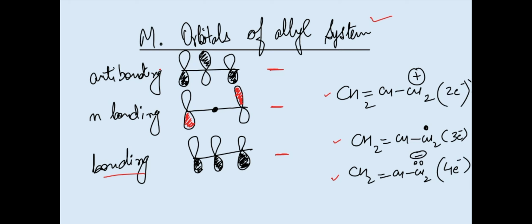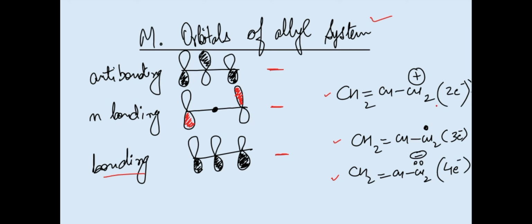Now we'll discuss the molecular orbitals of the allylic system. An allylic system is a 3-carbon system with one double bond, either with a positive charge, a radical, or an anion having a negative charge. For a 3-carbon system, there will be 3 molecular orbitals: bonding, where all shaded regions are on the same side; anti-bonding, with alternate shaded regions; and another non-bonding orbital, which has intermediate energy.